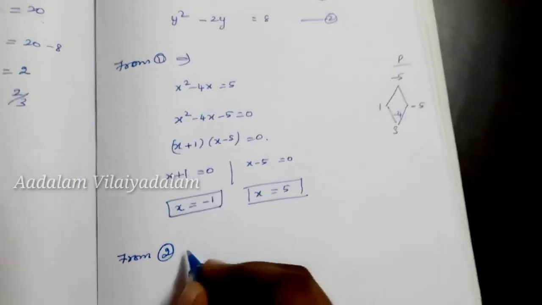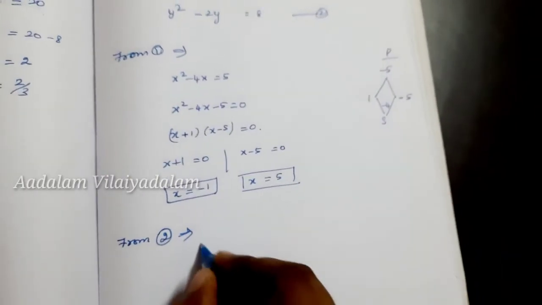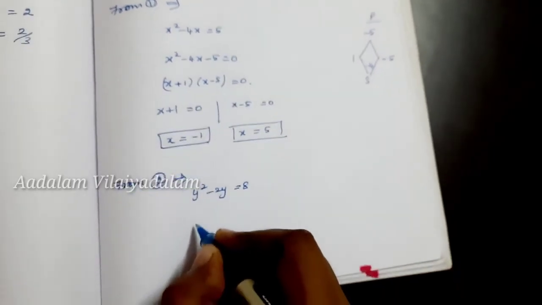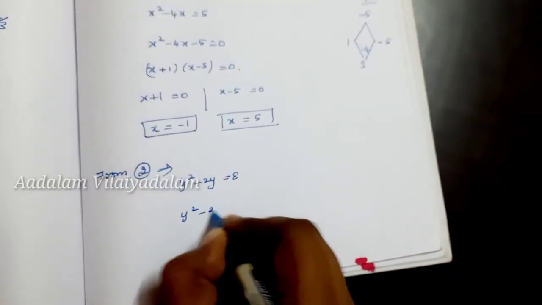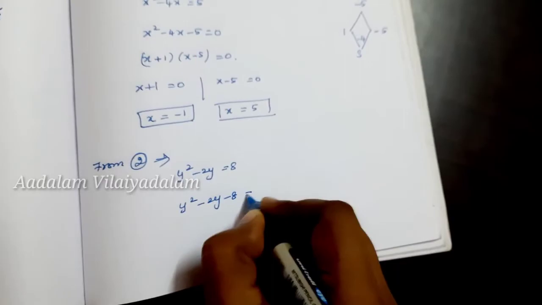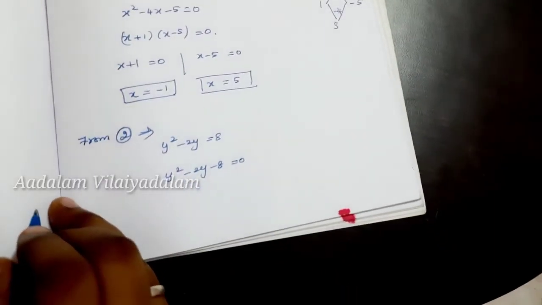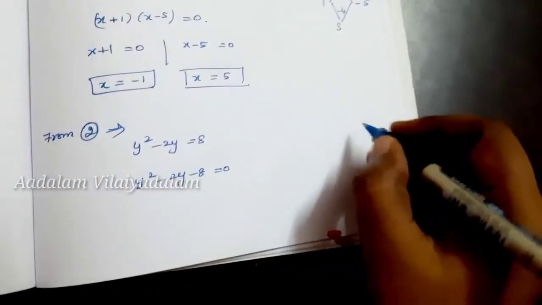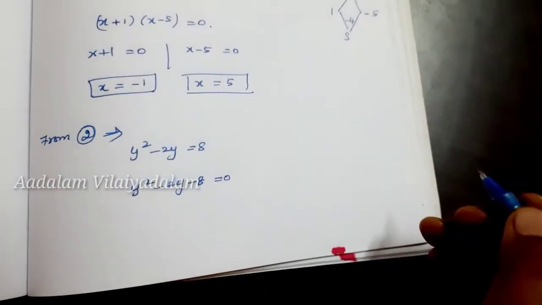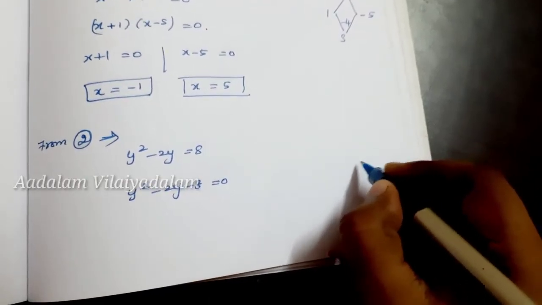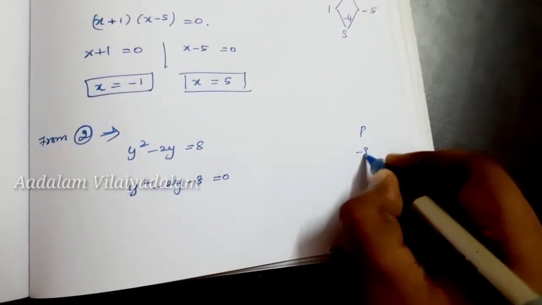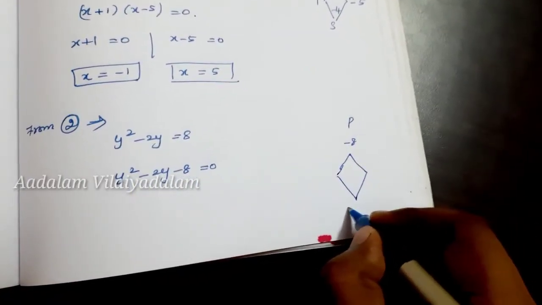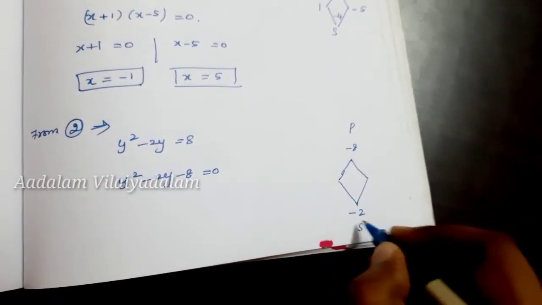From the second equation, we can find y square minus 2y equal to 8. Therefore, we could write y square minus 2y minus 8 equal to 0. Then we can use the factorization to solve this. Then we can go for, that is, for the product we have to get minus 8. For the sum we have to get minus 2.